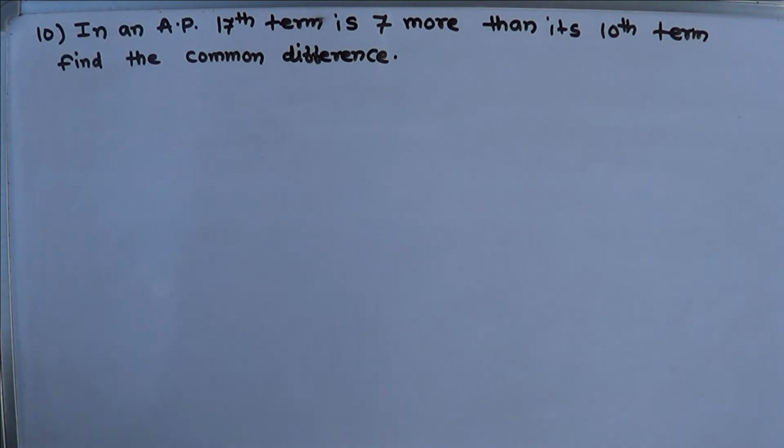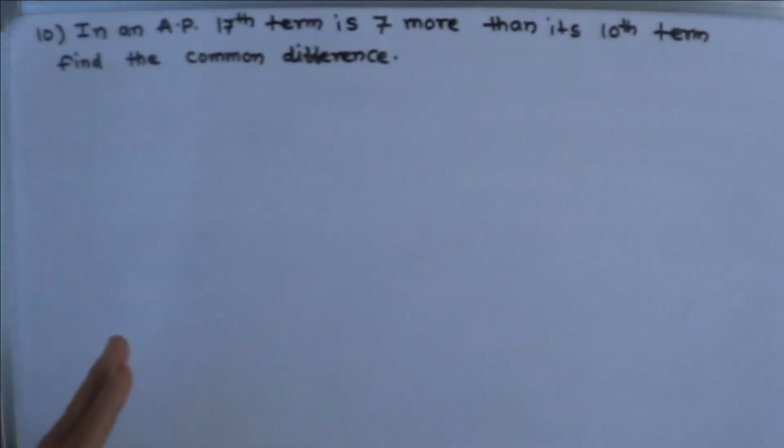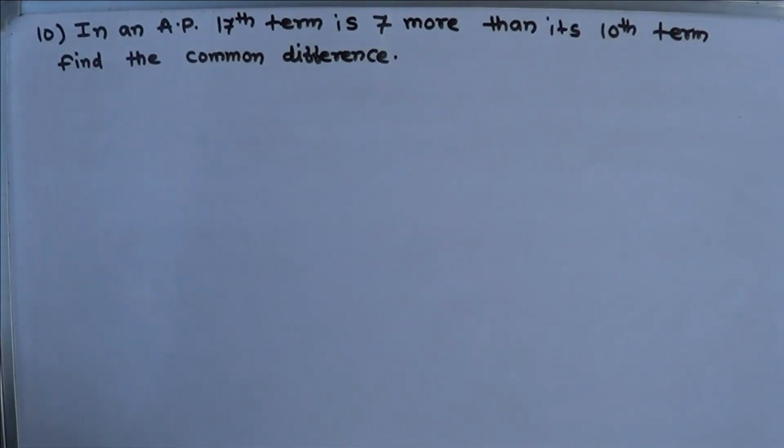Here is example 10. We have given in an AP, 17th term is 7 more than its 10th term. Here we have to find out the common difference. So here we will find the 17th term, then the 10th term, and we will take the difference between both terms equal to 7, and we can easily find out the value of common difference, that is d.